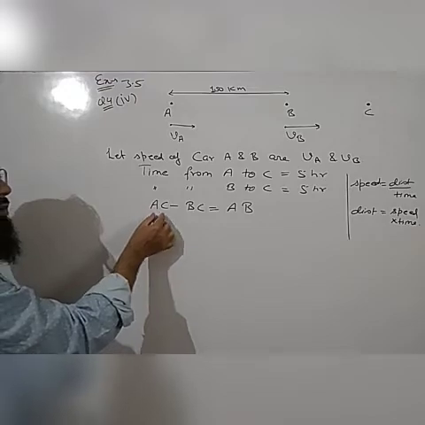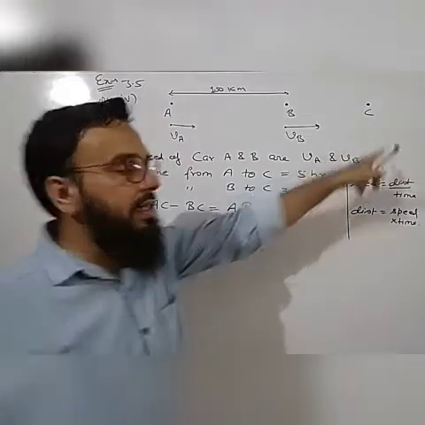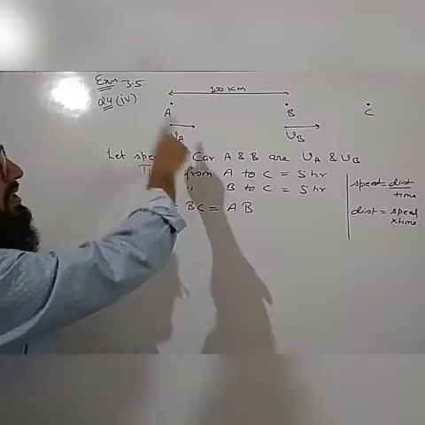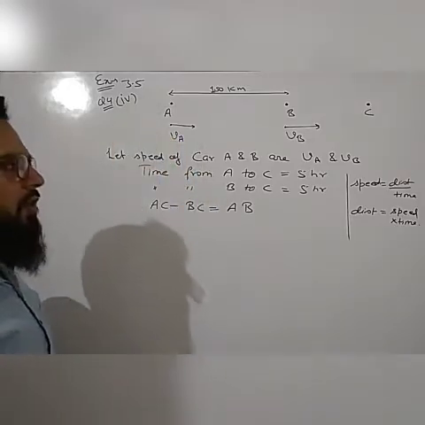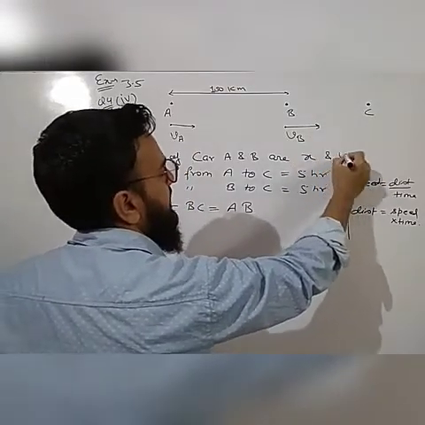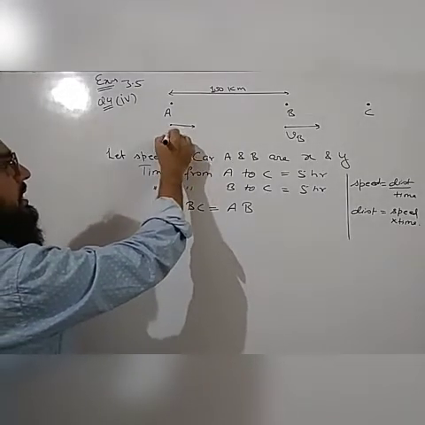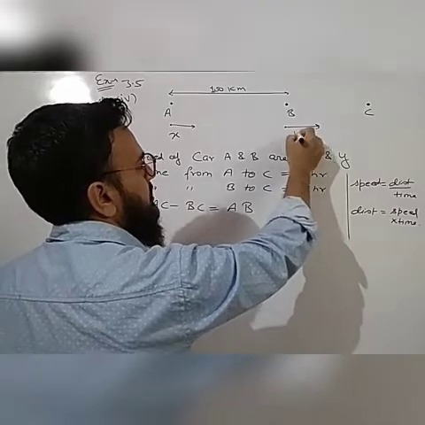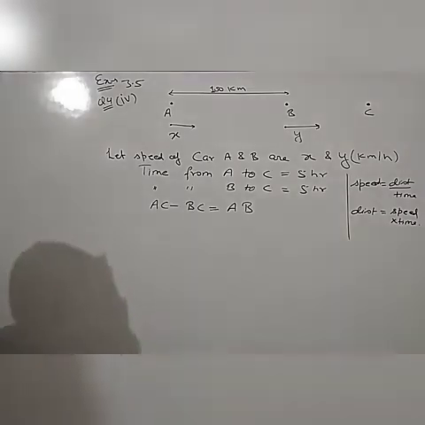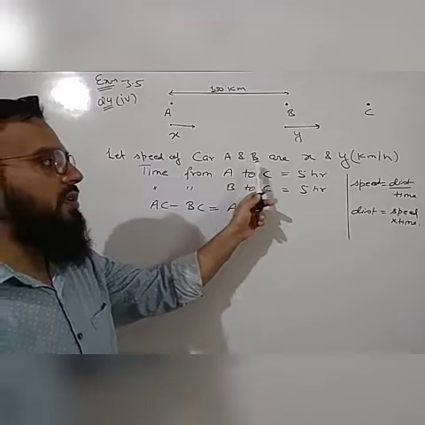Now, what is AC? AC is distance, and we can write the distance AC in terms of speed and time. And what is the speed of car A? We have considered it as VA, or we can consider the speed as X and Y, so that you may be able to solve it very easily, because we have studied linear equations. So we are now taking the speed of A as X and the speed of B as Y, kilometer per hour. This will be more convenient to solve. So the speed of car A is X and the speed of car B is Y.